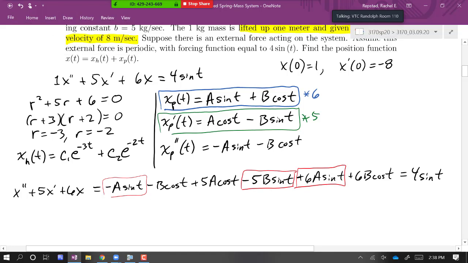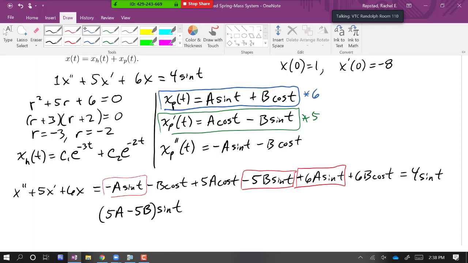So for sine, we have negative a plus 6a, which is 5a, minus 5b, sine t. I'm going to combine them like that. Is that okay so far? There's a lot of keeping track of how many of each function you have.